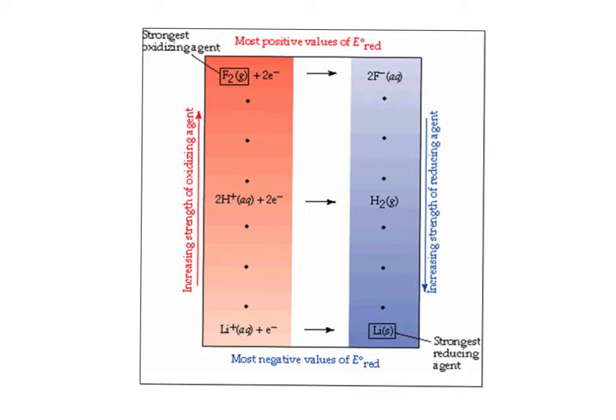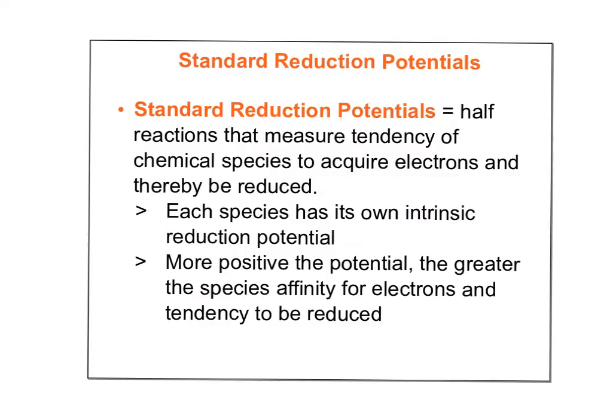So lithium here has the greatest potential for being oxidized, which means that this guy is lithium. Because lithium is being oxidized, it is a strong reducing agent. So that chart we just looked at is the standard reduction potential chart. And so those are half reactions that are written on the chart that measure the tendency of a chemical species to acquire electrons. And we know when we gain electrons, that means we are reduced.